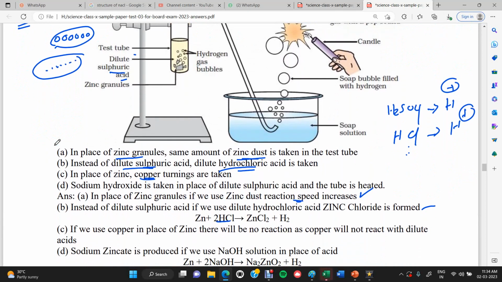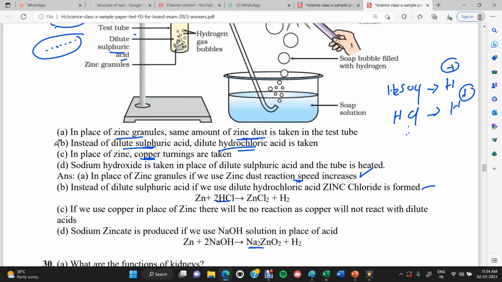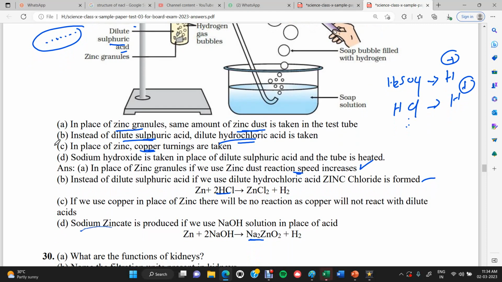And sodium hydroxide is added in the presence of sulfuric acid and the tube is heated. So when we use sodium hydroxide, what happens? Sodium zincate is formed. This is called sodium zincate. Yeah, they had written here itself. Sodium zincate will be formed and hydrogen is evolved. Write this equation. This is sodium zincate.